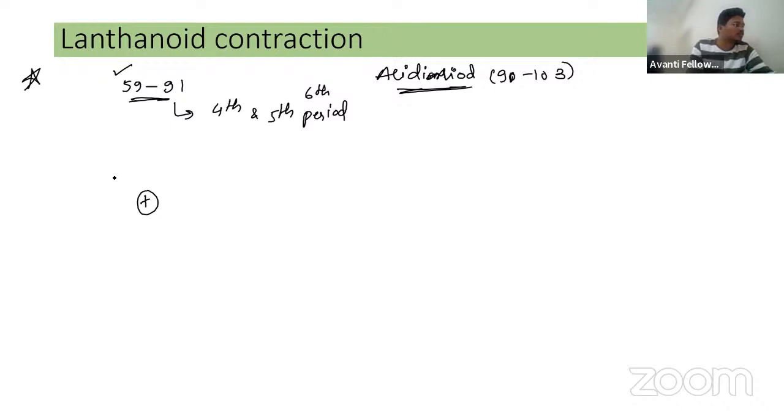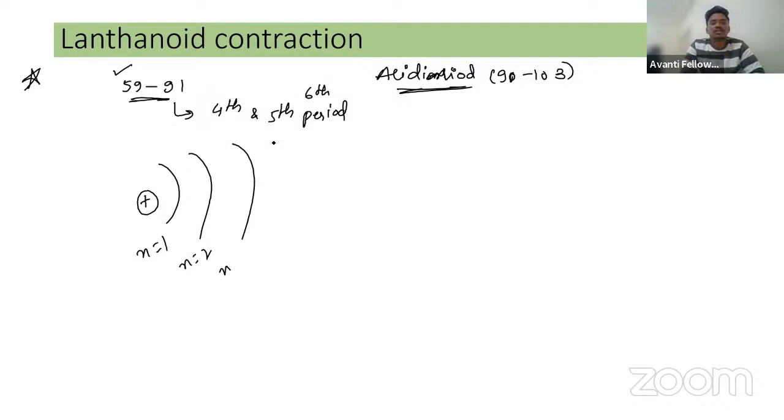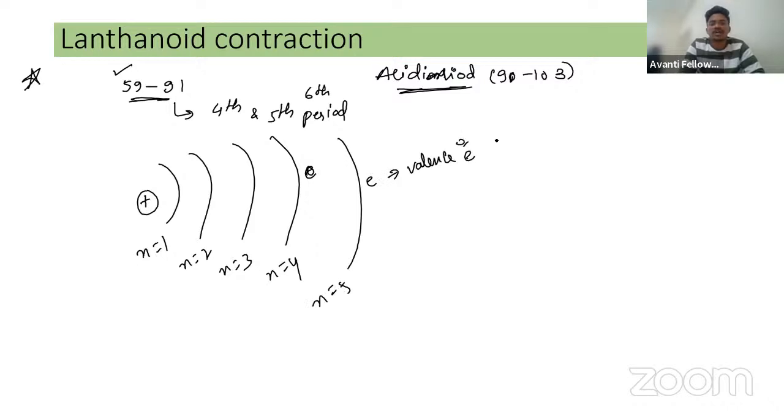I want to give you perfect clarity. Very easy, right? This is n is equal to 1, this is n is equal to 2, n is equal to 3, and n is equal to 4. Let's suppose this is the outermost electron, so n is equal to 5. This is the valence electron.